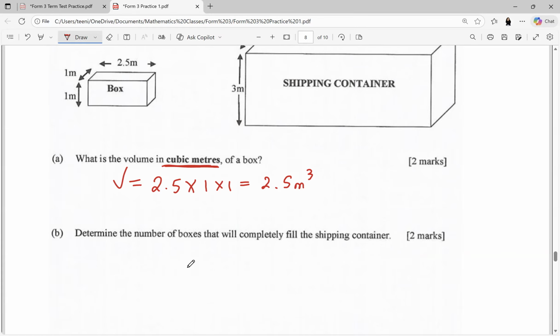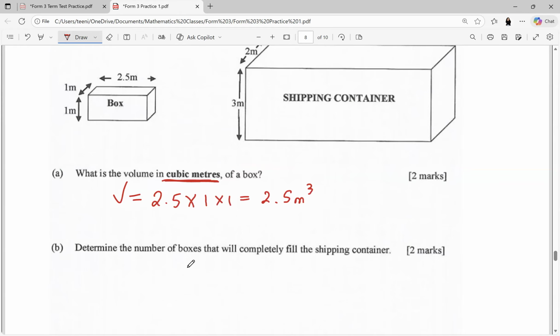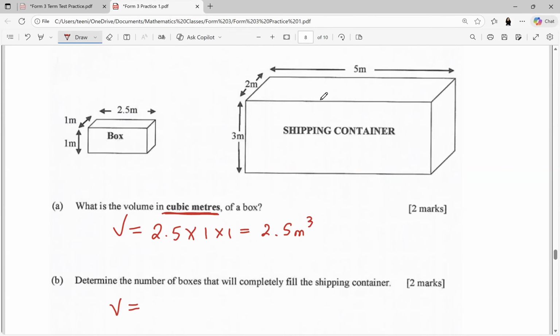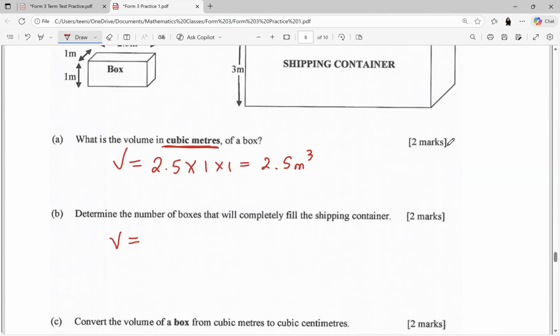And then part B, determine the number of boxes that would completely fill the shipping container. So Matthias told us that he first found the volume of the shipping container itself, which would be 5 by 3 by 2, which is how much, Matthias? 30 cubic meters. 30 cubic meters. Yep. And then what was the next step?